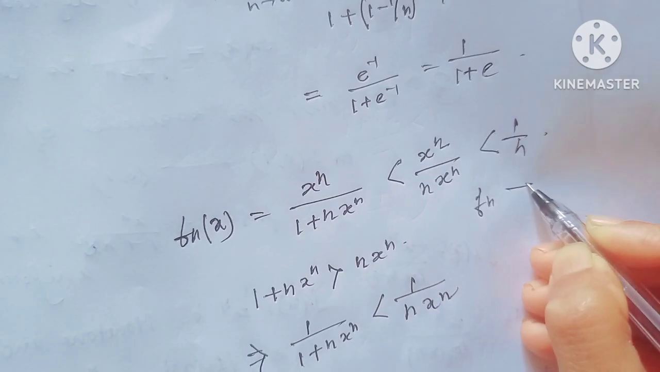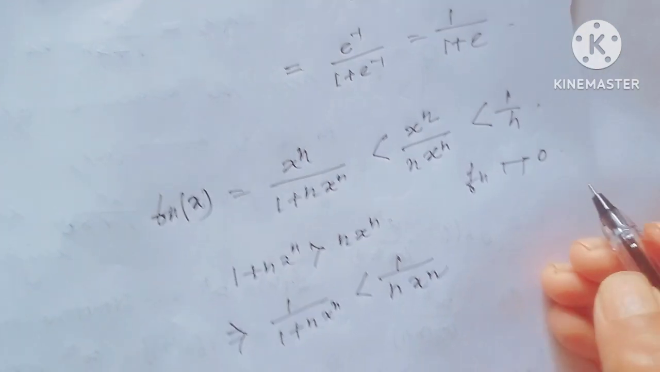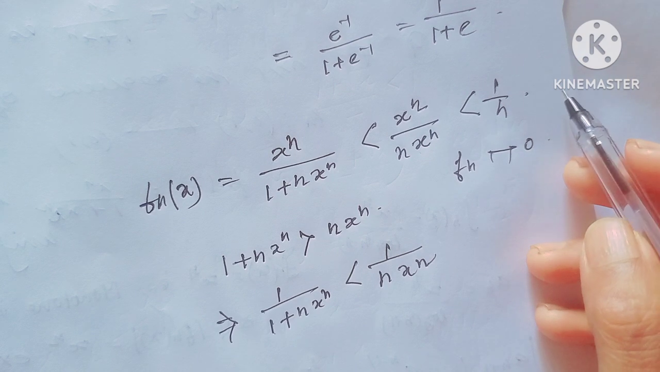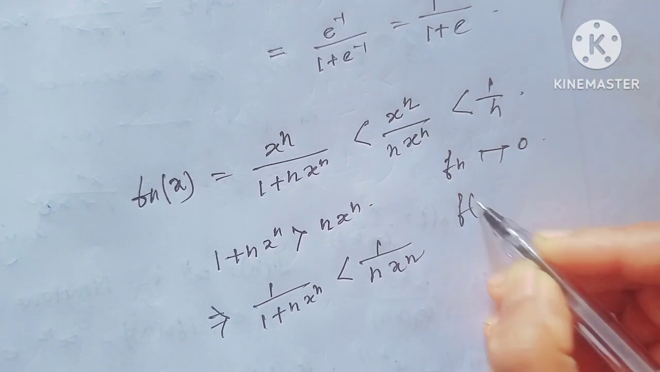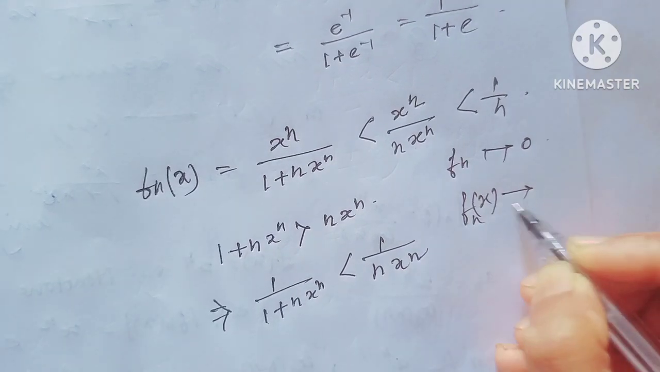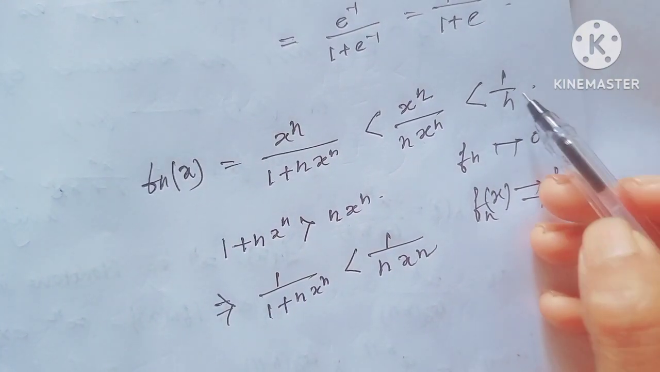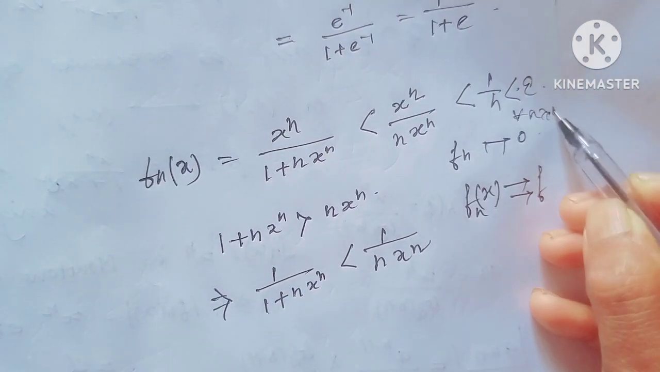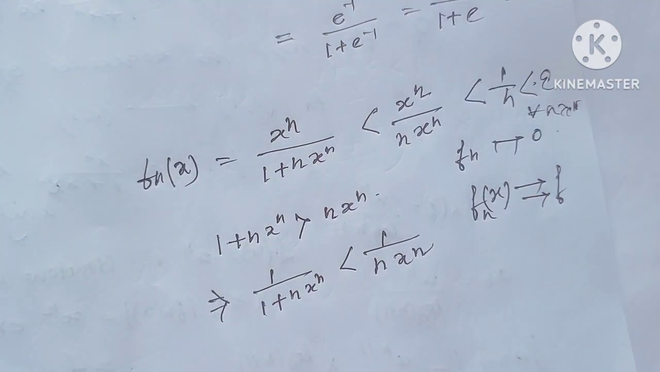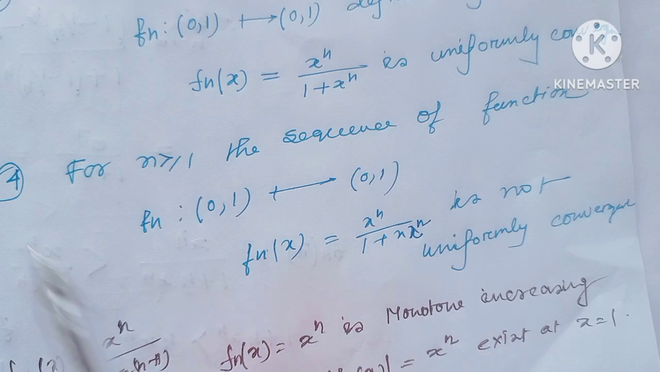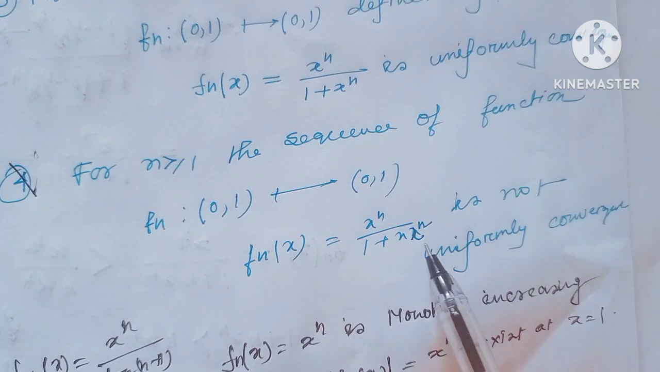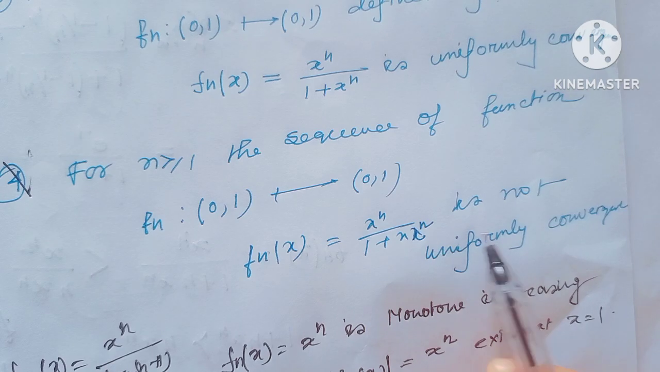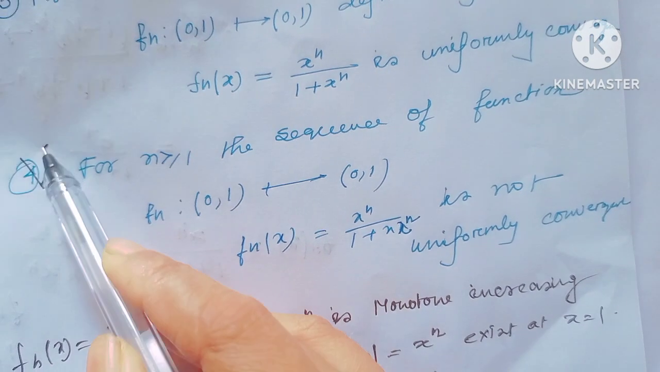f_n(x) converges to 0, not only pointwise, but uniformly, because this is always less than epsilon for all n greater than or equal to N. Option 4 is not the true option. Here f_n(x) = x^n over (1 + x^n) is not uniformly convergent. This is the wrong option.